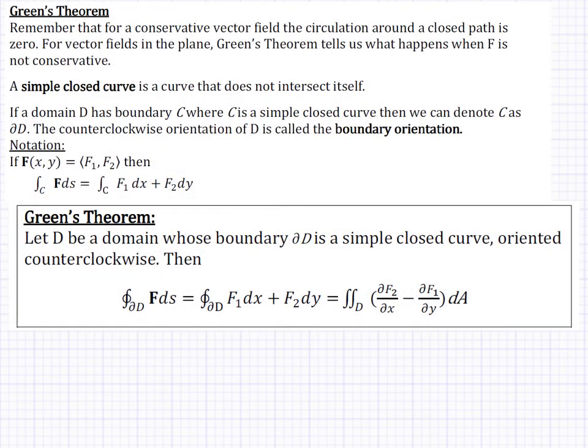So next up is Green's theorem. Green's theorem is going to be another way to integrate vector fields over curves. But just like the conservative vector field theorem, this only works in very specific situations. So first, it'll only work if we have a two-dimensional vector field, so a vector field that only has two components.